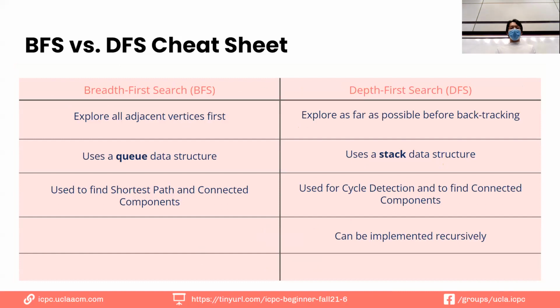So in all, we have a BFS versus DFS cheat sheet. In breadth first search, we explore all adjacent vertices first. In DFS, we explore as far as possible before backtracking. So those are the two differences. A breadth first search uses queues. Depth first search uses a stack. BFS can be used to find shortest path and connected components, and DFS can be used for cycle detection and also for connected components. And the one extra plus that DFS has is that we can do it recursively, which makes it easy to implement.